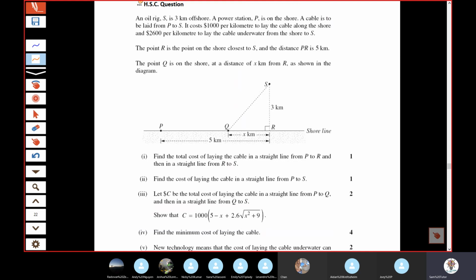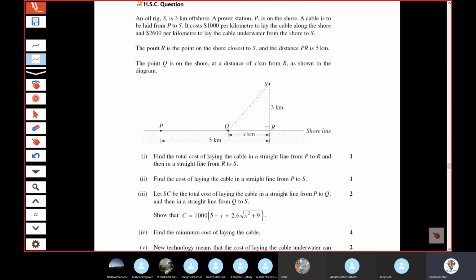An oil rig S is 3 kilometers offshore. Full stop. Just stop. Don't read the whole thing. You guys have heard me say that before. Full stop means stop. So stop. Let's have a look at the diagram. Yeah, makes sense. You can see it's 3 kilometers offshore. A power station P, comma, means also pause, look at it.